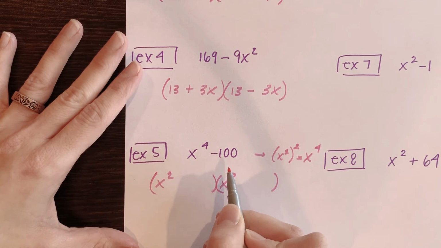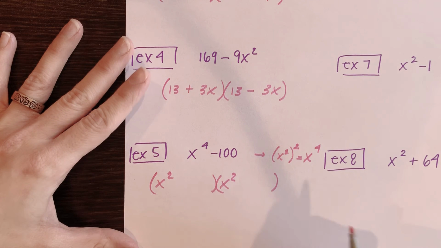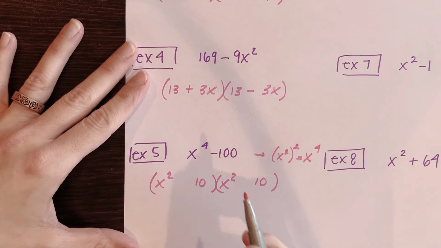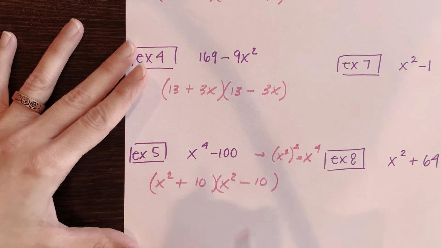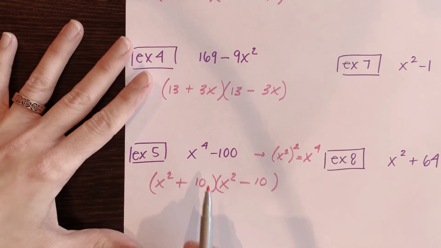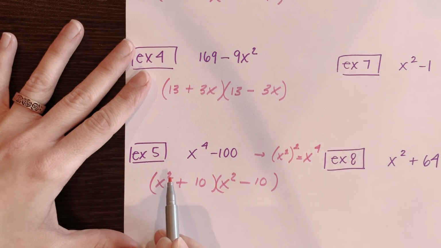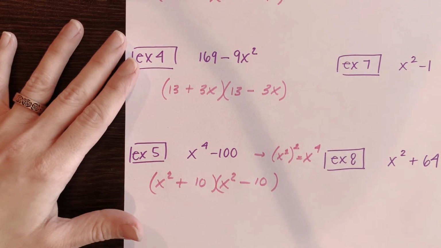And what's the square root of 100? What squared gives me 100? 10 squared is 100. 10 times 10 gives me the 100. One gets a plus and one gets a minus. So that way I get a positive 10x squared, a negative 10x squared, and the middle term cancels.